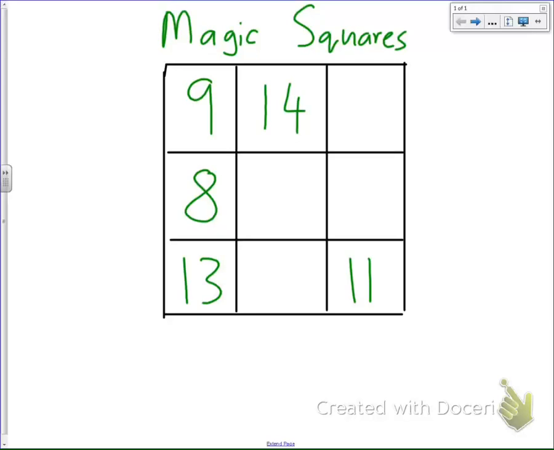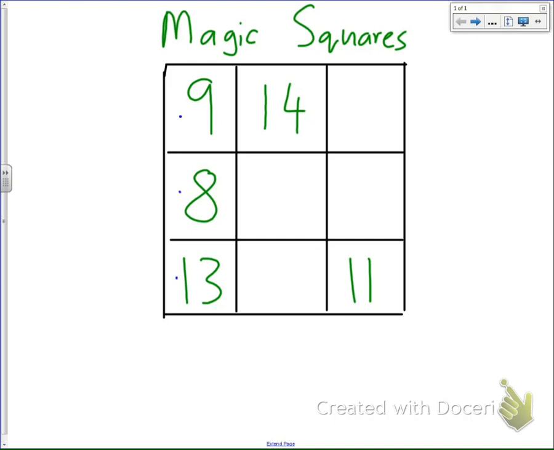Right, so let's have a look at magic squares. Magic squares work like this. We've got a square and there are 9 different sections in the square. 3 of them are linked up. So the 9, the 8 and the 13 are all linked up.